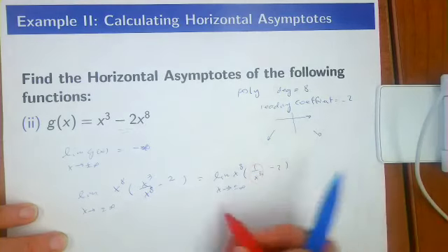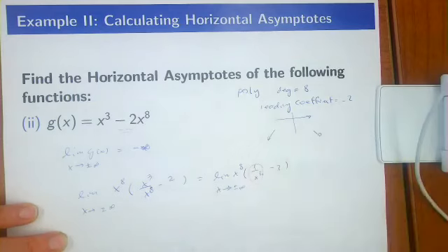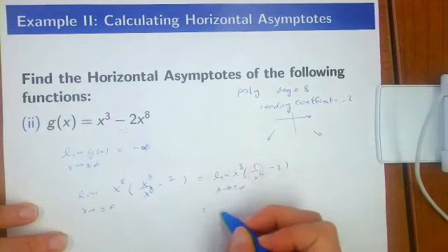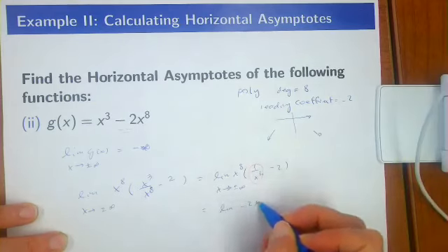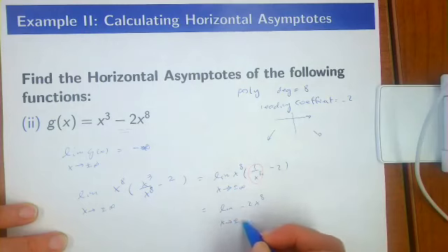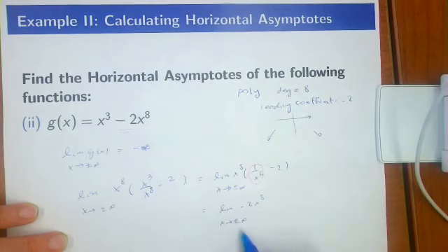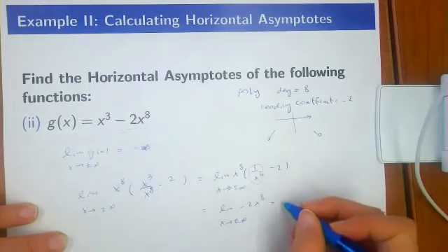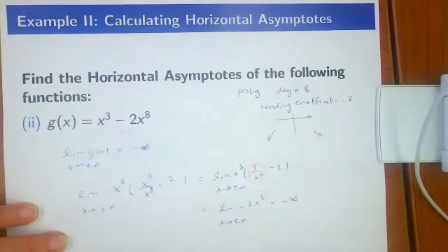This part, if I bring the limit in, is going to go to 0. So I end up with the limit of -2x to the power 8, x goes to plus or minus infinity. In both cases, x to the 8 is going to be positive infinity, and times a negative sign, it's going to give me a negative infinity. So no horizontal asymptotes, and behavior goes to -infinity.